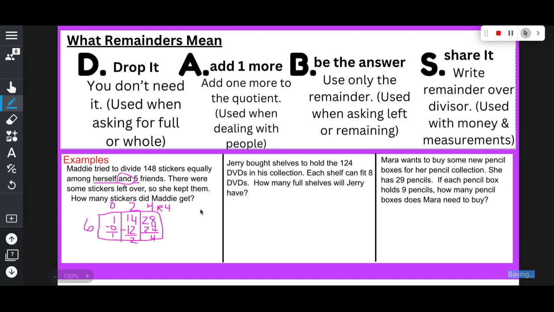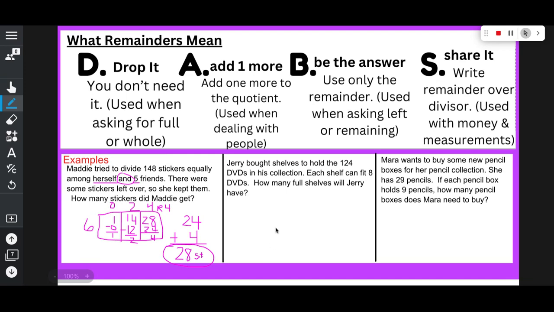How many stickers did Maddie get if she got the same amount as her friends and she got all the leftover stickers? So because we divided by 6, every person's going to get 24 stickers. So Maddie gets 24 stickers. But she also gets the leftover stickers, the 4 remaining. So Maddie gets 28 stickers. And I'm just going to abbreviate stickers for now to make our video go faster. So in this case, we had to add our remainder to our quotient to get the answer.